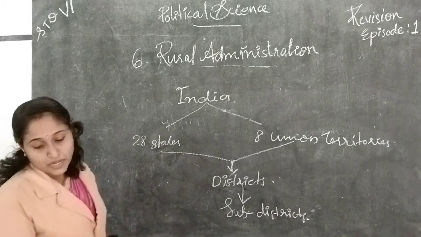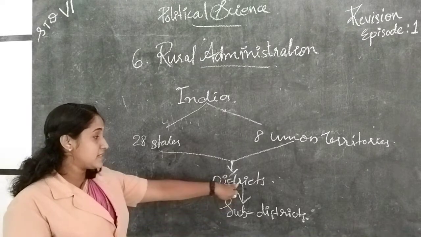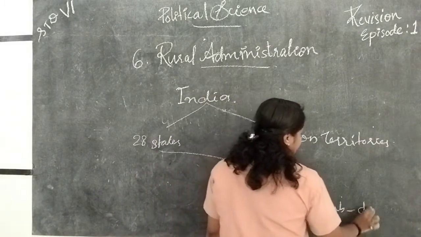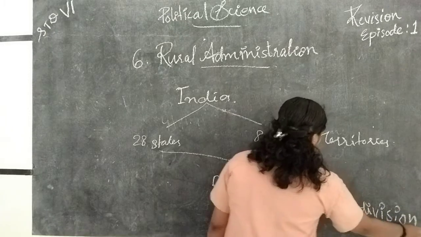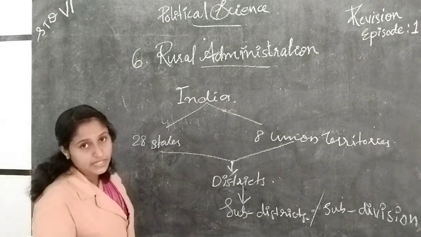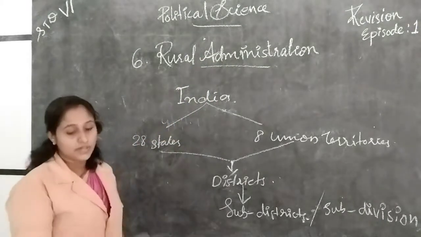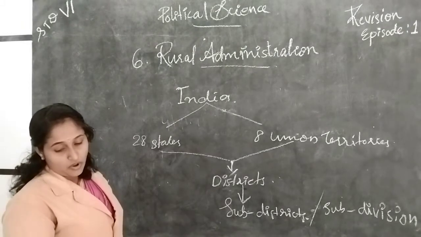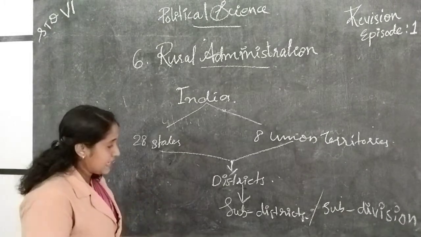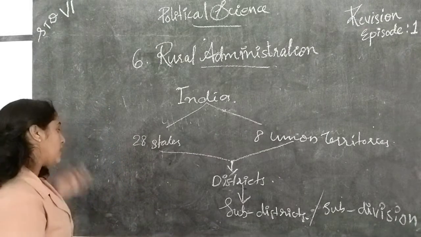So these subdivisions, that means the sub-districts, districts and sub-districts are also subdivisions. Subdivisions have their own administrative activities. These subdivisions are related to rural administration. And this division of a district is known by different names, such as tahsil, taluka, etc. So the subdivision of a district is also known as tahsil.